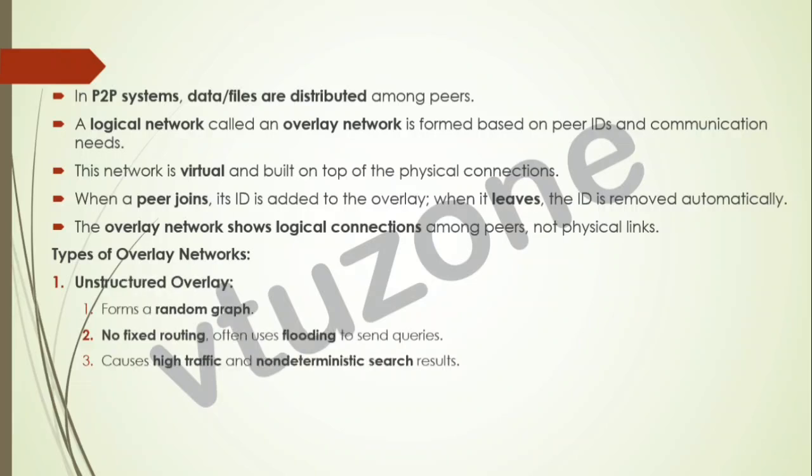Then the types of overlay networks. The first one is unstructured overlay. See, unstructured overlay forms a random graph, that is, peers connect randomly without any specific order, like people chatting in a crowded room. Then no fixed routing, often uses flooding to send queries. That is, there is no fixed way to find a file. The request is sent to many computers, hoping someone has the file.